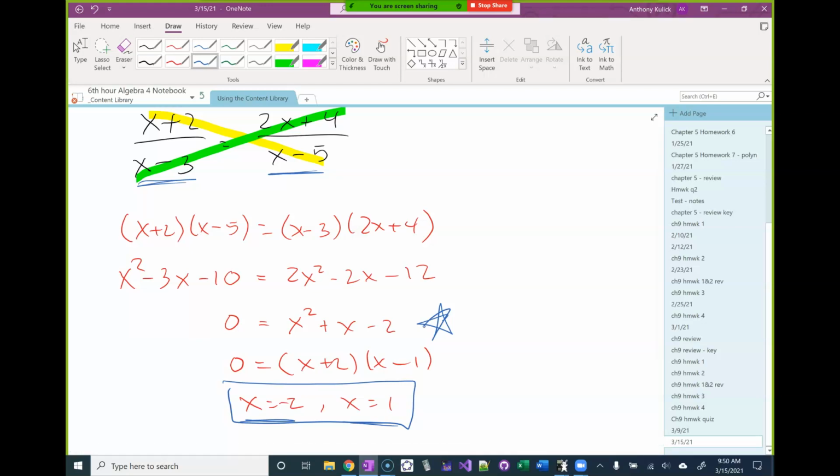Joe? So basically, you're just cross-multiplying, then you're foiling, and adding your like terms? Moving everything to one side, yeah. And then you solve, just like you would have in chapter 4 or earlier. Yeah.